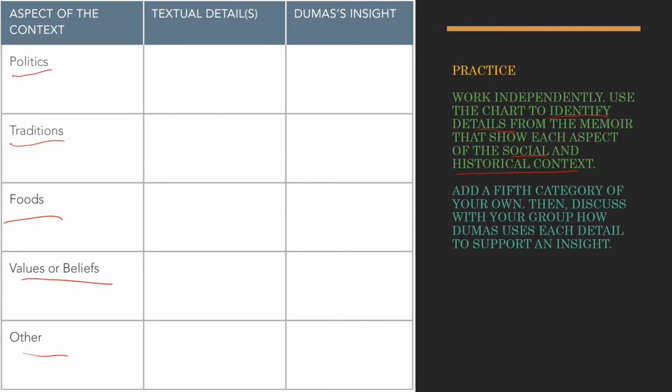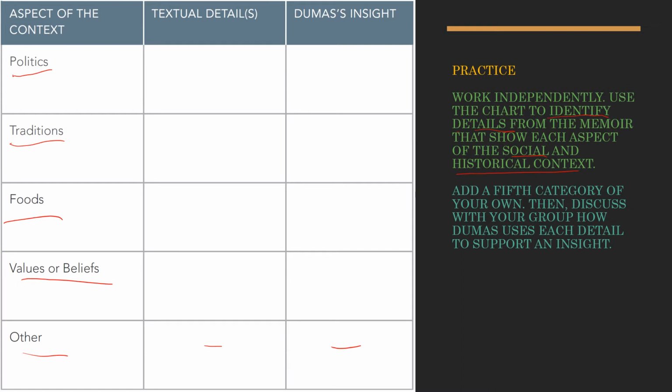You can refer back to the other slide and take one if you wish and add it as an aspect. And when you add it, you have to provide textual detail and Duma's insight here, and I will show you examples of how we do that. So let me finish. Add the fifth category of your own, then discuss with your group how Duma uses each detail to support an insight.